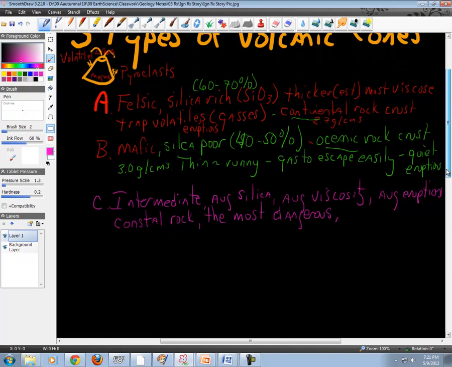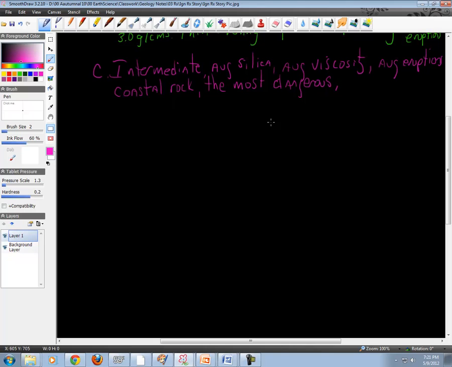Okay, so let's go down and talk about the three types of volcanic cones. The first one I'm going to talk about, and I'll draw that a little larger, is a shield cone. Shield cones tend to be found all over, continental as well as ocean, but I tend to think of these things more in terms of oceans. They tend to have quiet eruptions.